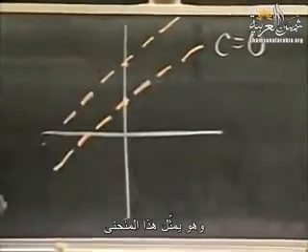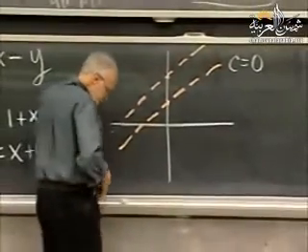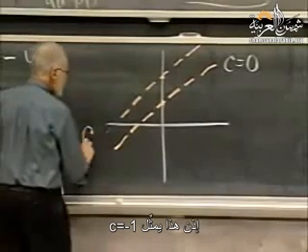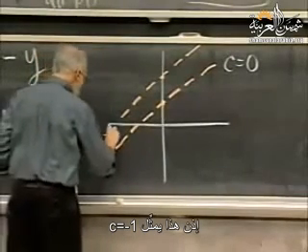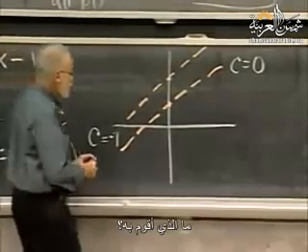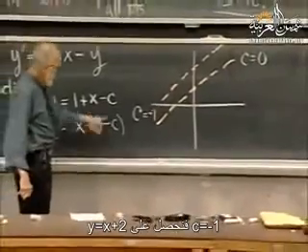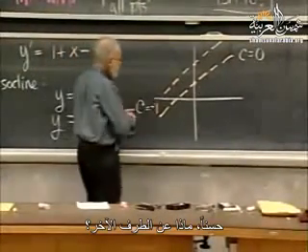Now let's label it. Let's label it down here. So this is c equals negative 1. C equals negative 2 would be y equals x. No, what am I doing? C equals negative 1 is y equals x plus 2. That's right. Well, how about the other side?